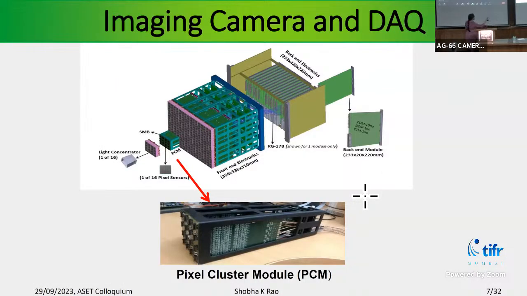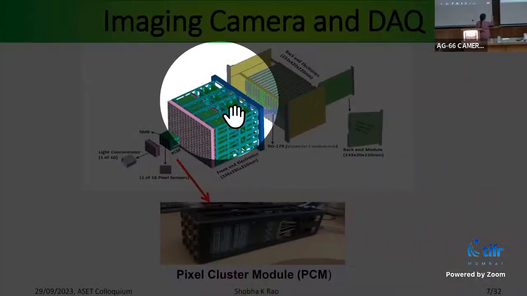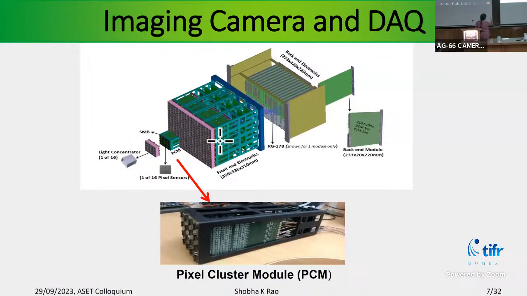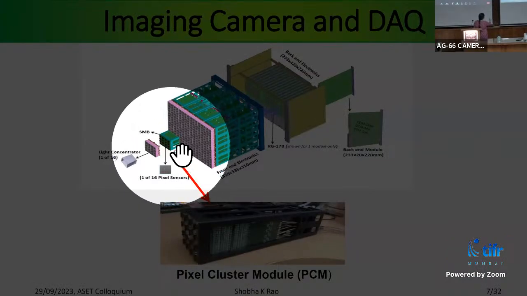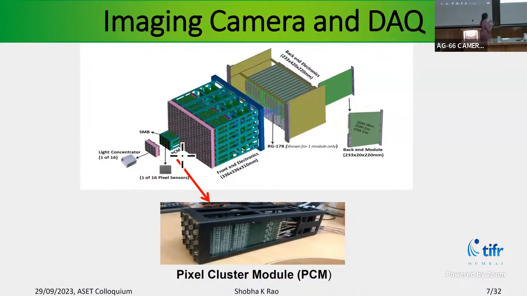Varsha has already described our camera, parts of the camera, but I'll be presenting details of this front-end electronics. So here, what you see is our front-end electronics, this part, and what is pulled out is not. This is just for visualization. So our front-end electronics is grouped into 16 identical processing modules, which we call pixel cluster modules. From now on, I call it PCM.